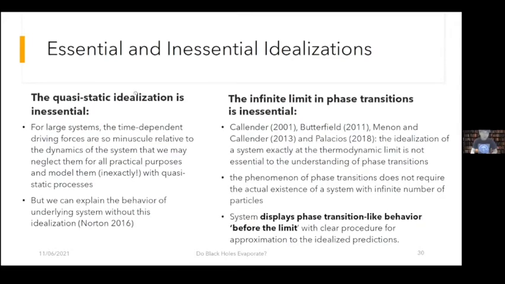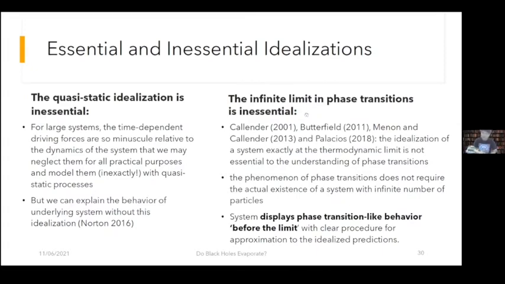For quasi-static idealization, it's not essential that the system must be in equilibrium all the time and also dynamically changing. So time dependence and independence are not both needed to model a system. For large systems, we can assume that the driving forces are small, but we can explain the behavior of the underlying system without the idealization that the system is both time dependent and independent at the same time. That's not essential to the argument.